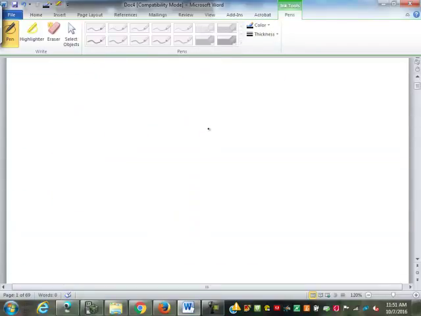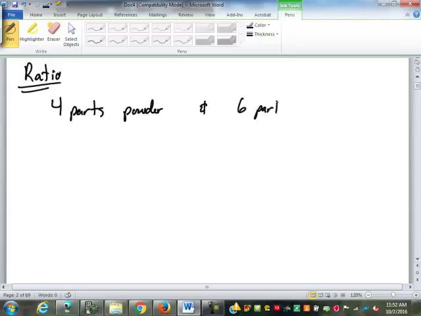Now, aside from percents, percents are a specialized form of a ratio. And ratios have that same relationship. Let's say that I am going to mix 4 parts of a powder with 6 parts water. I have actually created several different ratios here. We have 2 types of ratios that we look at.